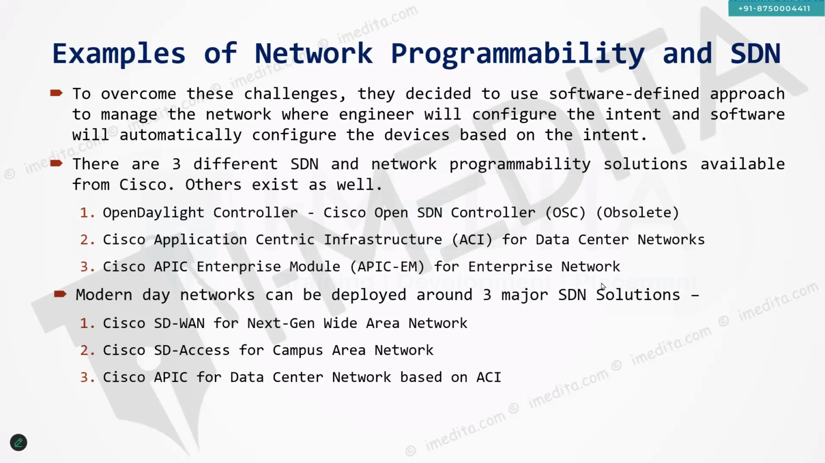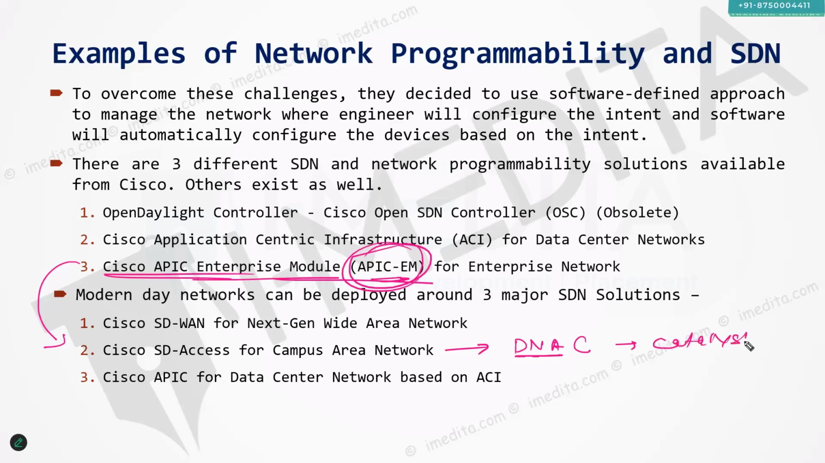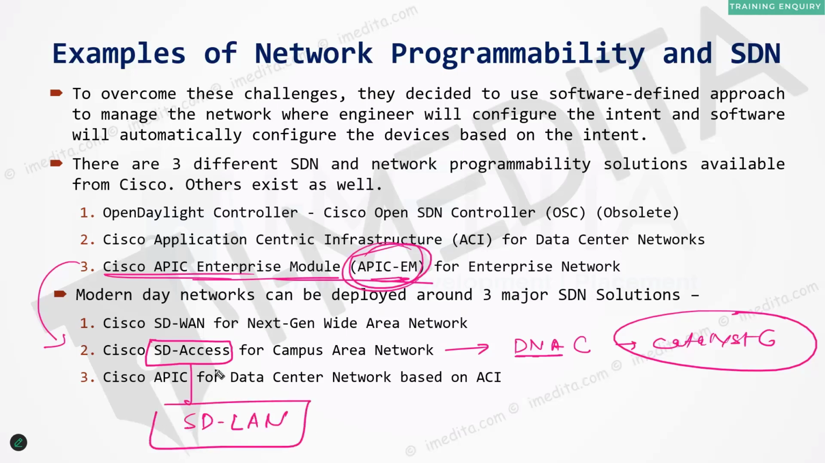They redesigned and repurposed it, and later on, when software-defined networking became popular around 2017, 2018, 2019, they rebranded it and added a few features to this APIC-EM, and created a new controller called DNA Center, Digital Network Architecture Center, also known nowadays as Catalyst Center, which is used in Cisco SD-Access, the software-defined local area network. Cisco calls it SD-Access. Other vendors call it SD-LAN.